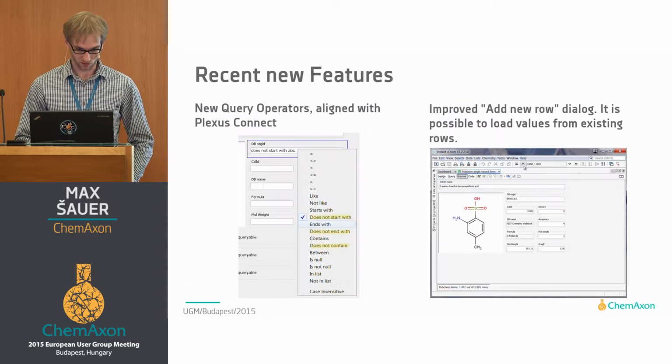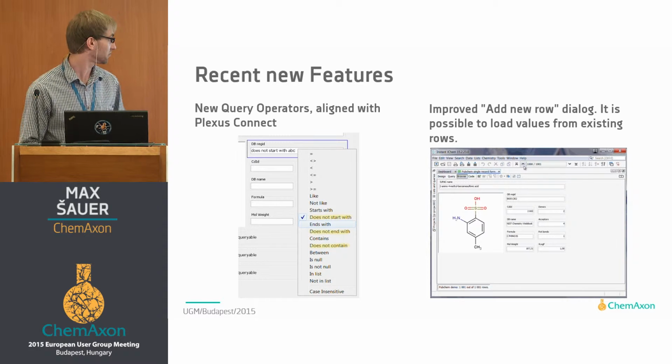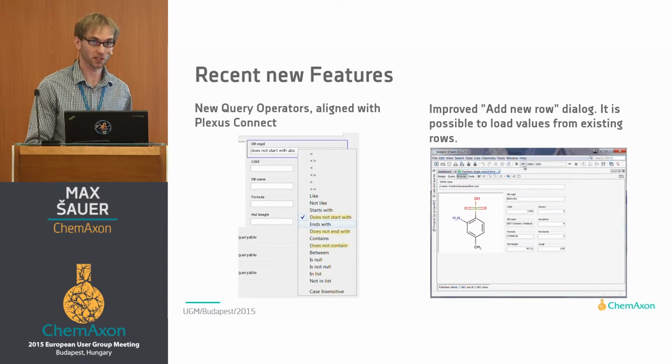So let me go on. Another two of our new recent features. We have introduced new textual operators, which are available both in Instant JChem and Plexus. And there is a new add row dialog allowing you to load data from your existing compounds.